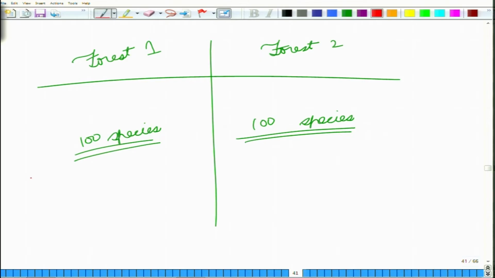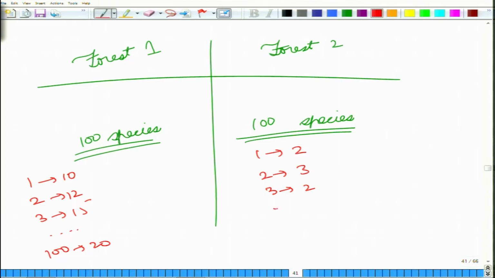So, in this case, suppose species 1 has 10 individuals, species 2 has 12 individuals, species 3 has say 15 individuals, and so on till species 100 that also has say 20 individuals. So, this is the level of distribution of individuals of different species that we have in forest 1. In the case of forest 2, suppose we have species 1 that has 2 individuals, species 2 has 3 individuals, species 3 has 2 individuals, and so on, but there is one species that has say 10,000 individuals.